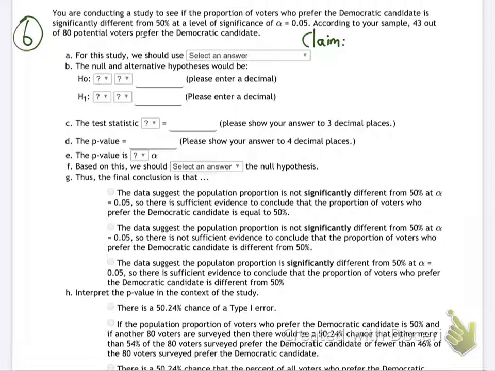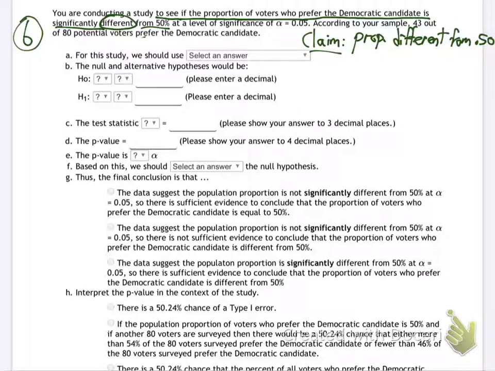is to write the claim. And what are they claiming, or what are they testing or trying to figure out? To see if the proportion of voters who prefer the Democratic candidate is significantly different from 50%. So if the proportion is different from 0.50. So how do you say that?